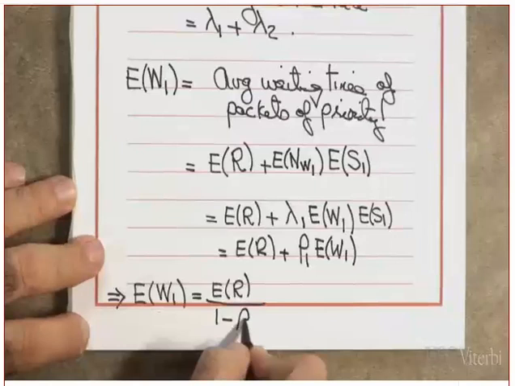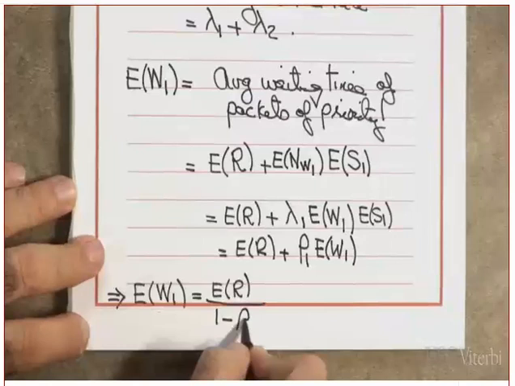Did you understand why this one is E of W2? Higher priority packets are arriving at what rate? At a rate of lambda 1. You need to take that into account while the lower priority packet is waiting. On the average, how much will the lower priority packet be waiting? E of W2. Clear? What is this? E of W2.